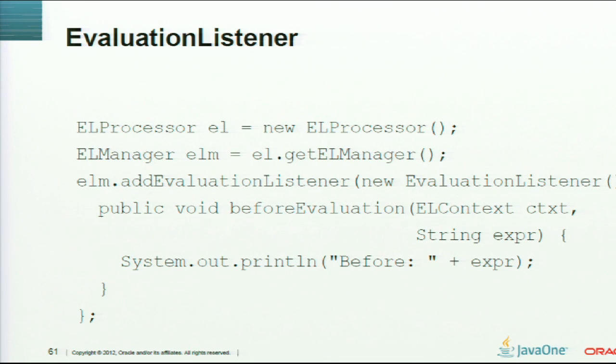So this is one of the examples of how you could add an evaluation listener to the evaluation engine. In this particular example, the user wants to print out the expression before it is being evaluated. So he supplies an evaluation listener, and in there he overrides the before evaluation method.